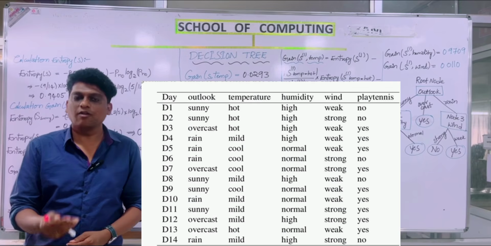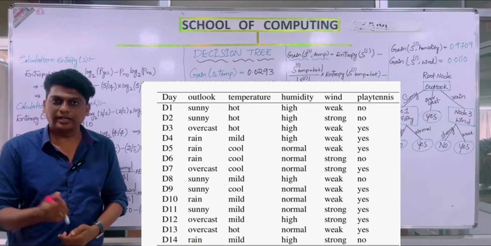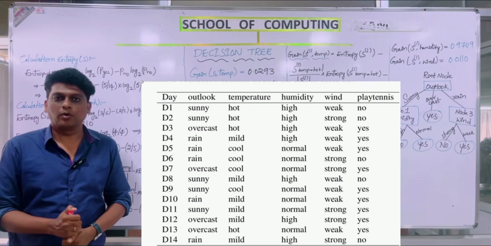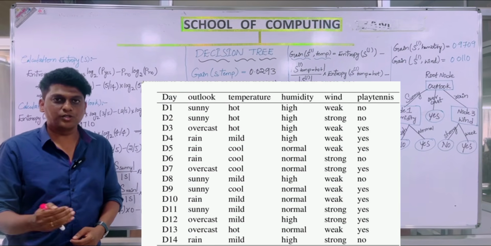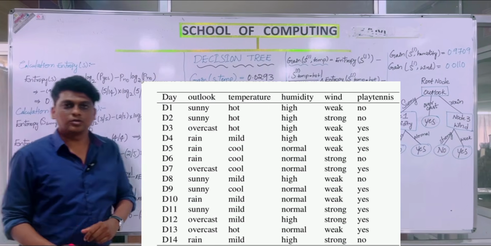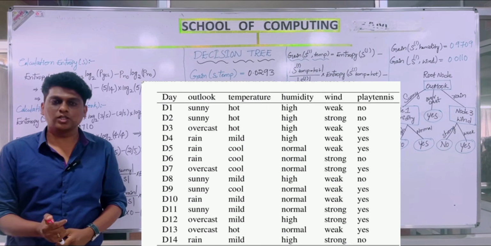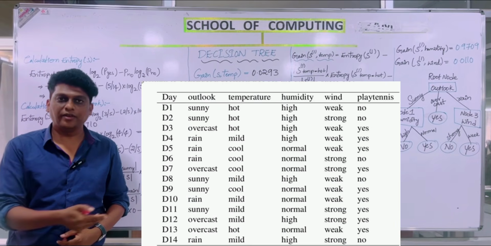We should consider 4 features: outlook, temperature, humidity and wind. Based on the problem we should design the final decision tree. As you all know, first we need to create the root node, and based on the root node we should define the leaf nodes.